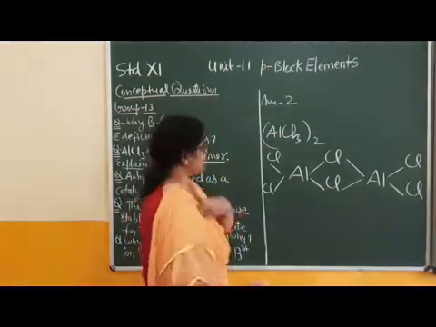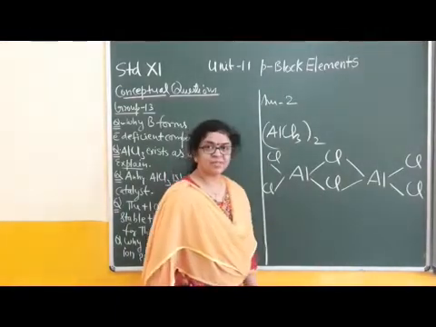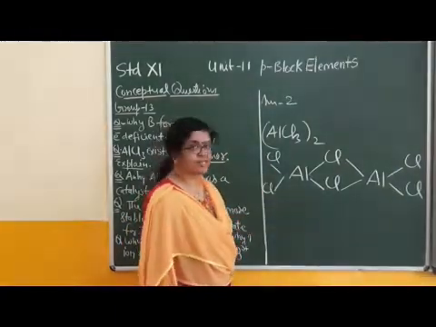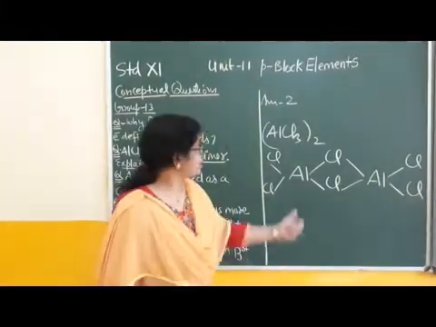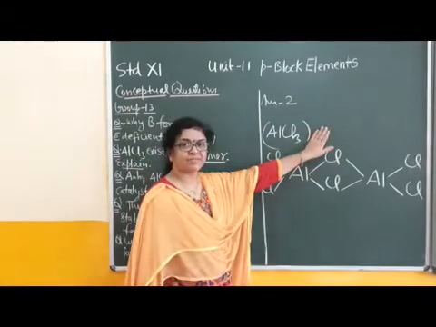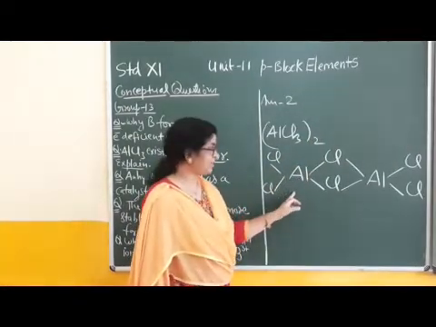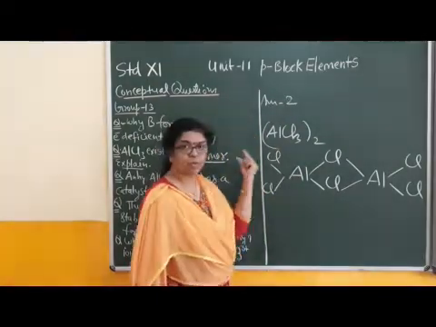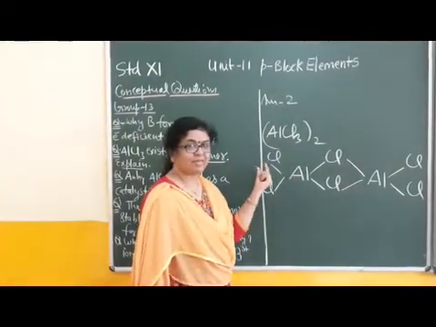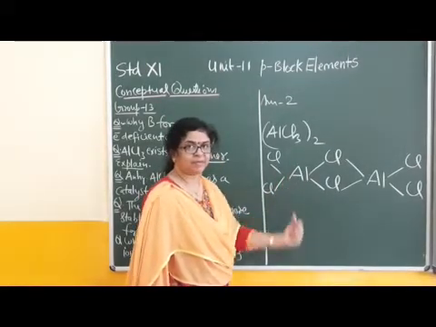Now, what is the reason AlCl3 exists in dimeric form? Same reason. Which character is shown by compounds of boron? Electron deficient compound. This AlCl3 is also electron deficient. To complete its octet, aluminium chloride forms a dimer. Aluminium is bigger than boron, right? So what happens? The product of aluminium exists in dimeric form.